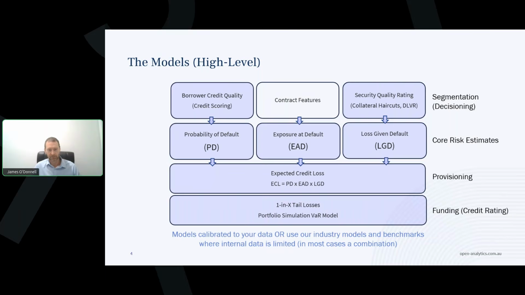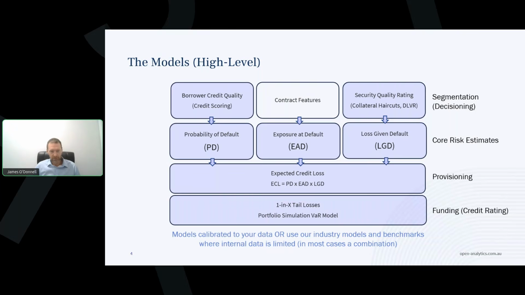And then the last two rows there, possibly oversimplifying: provisioning is an expected loss. So what do you expect to lose next year? That's effectively PD times EAD times LGD. Then down the bottom, that tail risk estimate that we use to credit rate pools and warehouses is more of a portfolio value at risk style model, a simulation model that's zeroing in on the tail risk for any given loan pool.